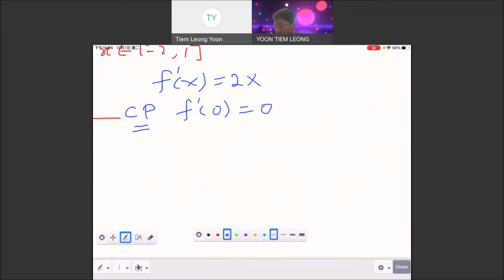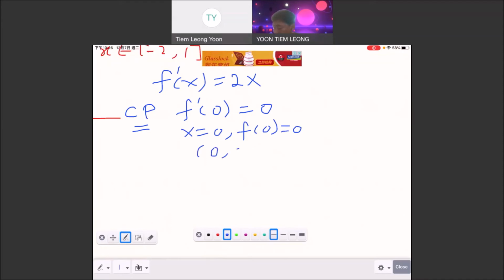So therefore, we know that when x equals 0, then f prime is 0. So this is the critical point. The critical point is when x equals 0. When x equals 0, the value of f(x) at 0 is also 0 because f(x) is x squared. So therefore, we have the point 0, 0. This refers to the critical point.